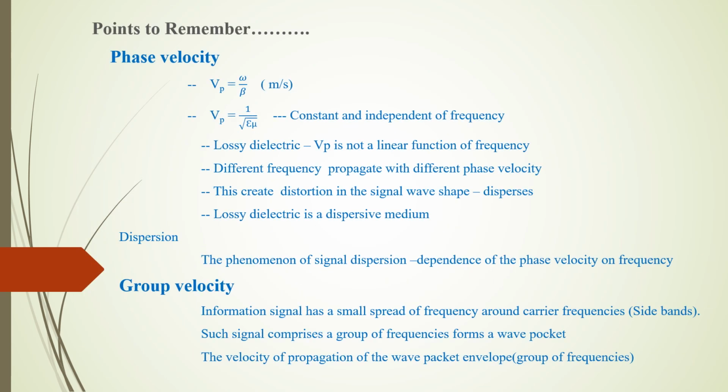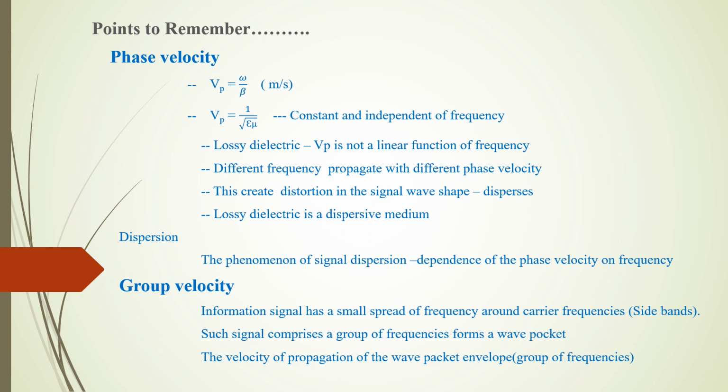The point to remember regarding phase velocity and group velocity is that for phase velocity we can give the equation Vp equal to omega by beta, or in another form, Vp equal to 1 by root of epsilon mu. This is constant and independent of frequency. When we consider a lossy dielectric, Vp is not a linear function of frequency, so this creates distortion in the signal wave shape.